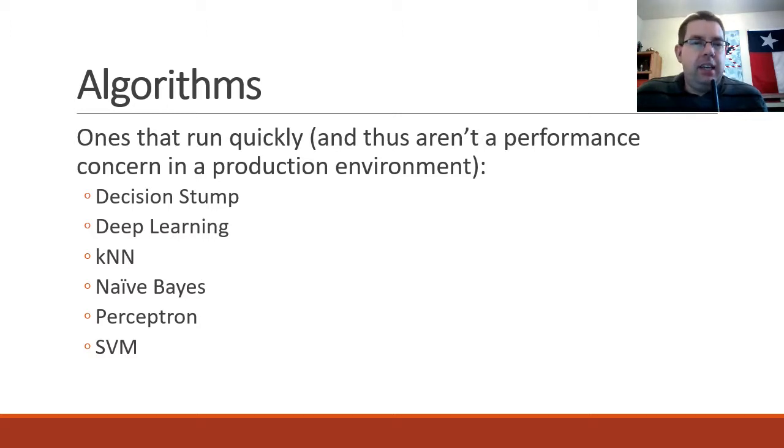Now let me talk about the algorithms I ran. I ran 8 of them, and I want to split them into 2 categories. The first are ones that run quickly, and going back to that third goal of the algorithm needing to run quickly, these are ones that are not a concern for use in a production environment, at least based on my testing. They are decision stump, deep learning, k-nearest neighbor, naive Bayes, perceptron, and SVM.